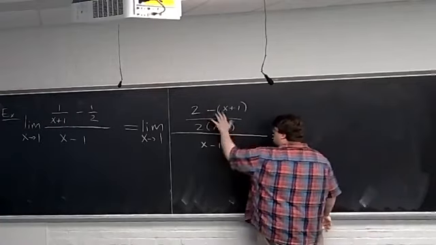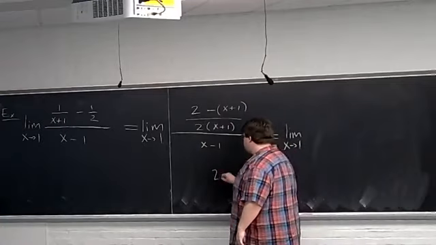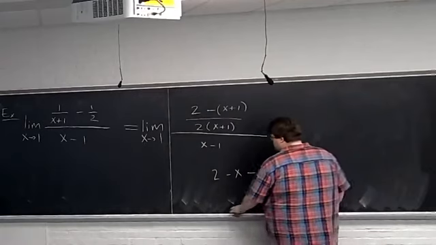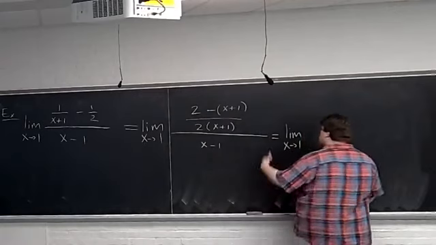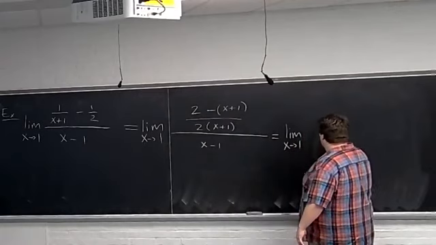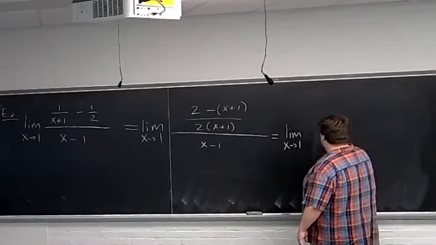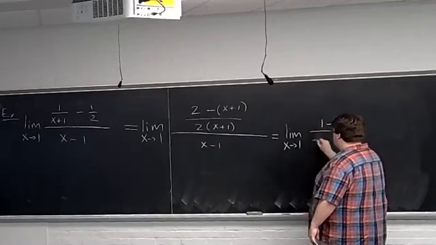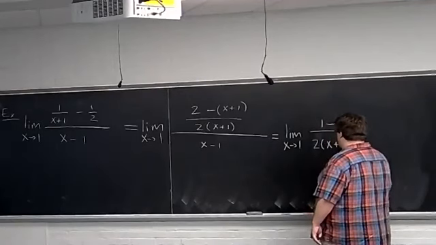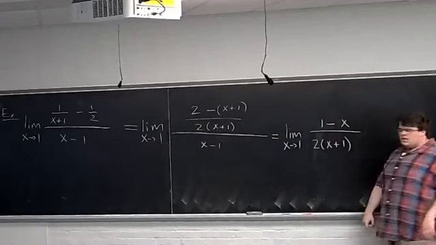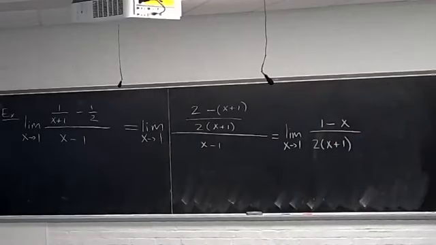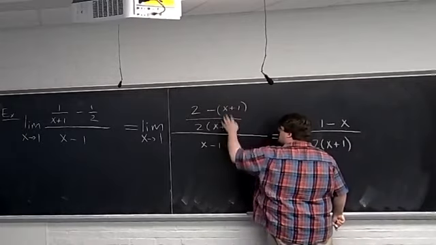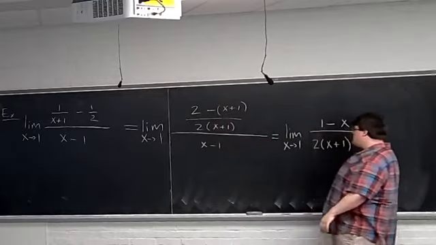How does this overall numerator simplify? 2 minus x minus 1. 2 minus 1 is 1. So the overall numerator simplifies to 1 minus x. Not the numerator of the numerator, I should say. So the top of that fraction, we get 1 minus x divided by that. We haven't done anything with that.